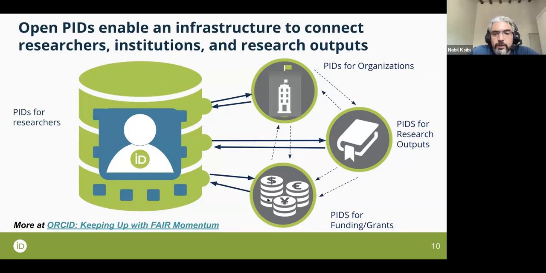The same thing for funders. We also have persistent identifiers for grants and for funding, and that can also feed into the ORCID record to trust-mark these kinds of assertions from funders. And we have a nice blog post on how ORCID is keeping the momentum with the FAIR principles that you can consult from this slide after the presentation when you receive the materials.